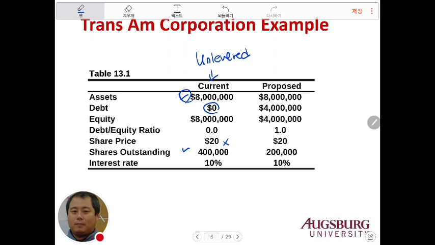And if the interest rate is 10%, the proposed restructuring is, instead of having all equity, we repurchase $4 million of equity using newly issued debt of $4 million. So increase debt by $4 million, decrease equity by $4 million. So 50-50, 50%, 50%, right? Now the share price is still $20, and we have 200,000 shares because we bought back 200,000 existing shares to decrease the equity to $4 million. Still 10% interest. Let's see what happens.